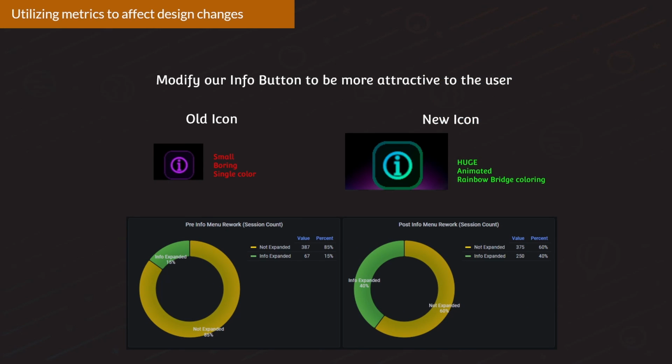We can also go beyond just recording what is already in the game. We can actually talk about design changes, implement them, and then observe whether or not there have been changes in the user interactions. So our info button in Stellar Playground was a little small, not animated in any way. It was pretty boring. And we decided to make it 50% bigger, a little bit more animated, and rainbow bridge coloring. Very important. But we got really good return on that as far as people actually interacting with it, and we can measure that.